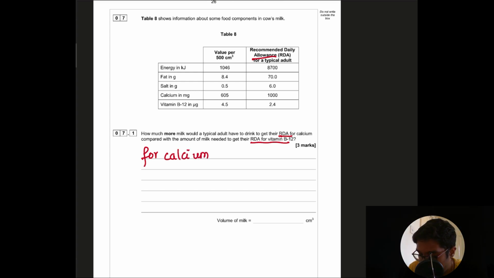For calcium, we can see that the RDA will be the 500 over the total amount of calcium, which is 605. Because we've got 500 centimeters cubed, we have 500 divided by 605. And then we multiply that by 1000, because the 1000 here is the total amount of RDA for a typical adult. And this equates to 826.446281.